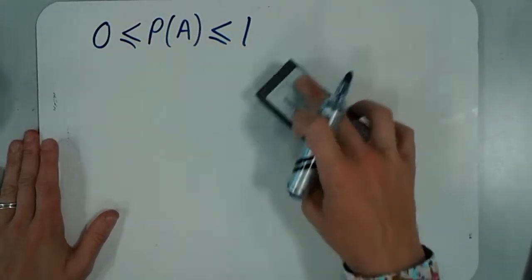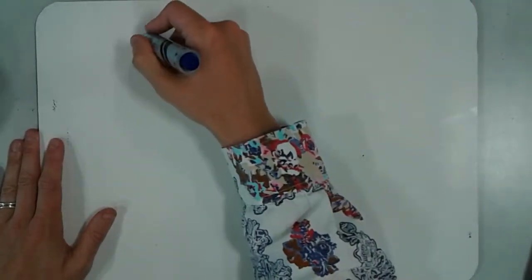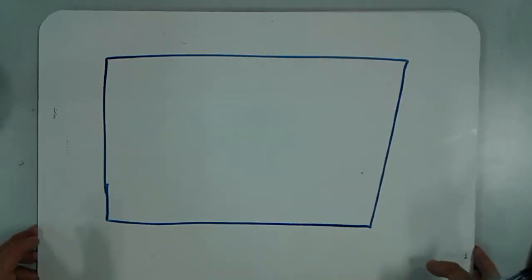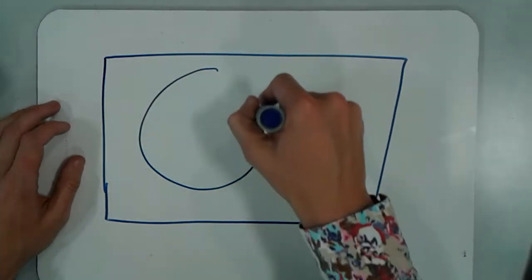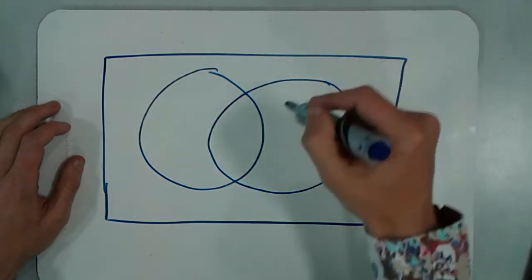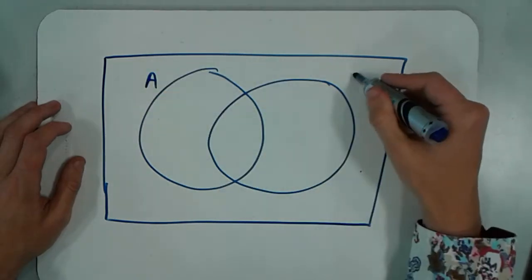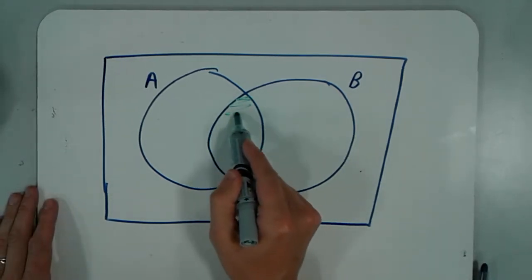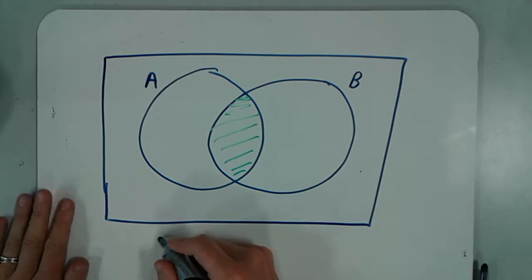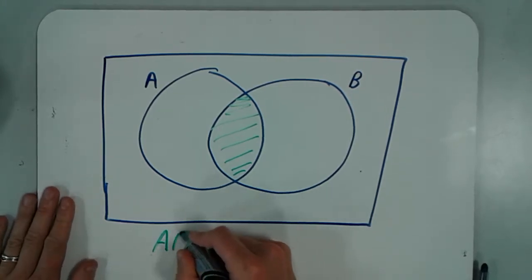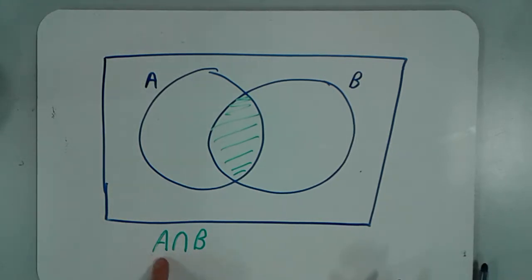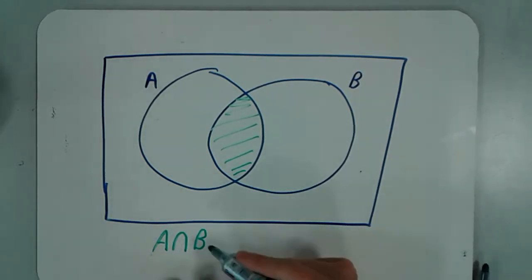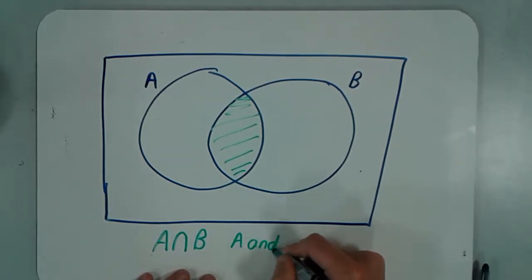Okay, so what if we've got two separate events? We've got event A and event B. Usually, as with most maths, we want a diagram. Venn diagrams are a great way to start and they help us understand the notation as well. So we've got event A and event B. This green section in the middle here, we would denote as A intersection B. So it's A and B. That is that intersection where both events happen. So that is A and B.